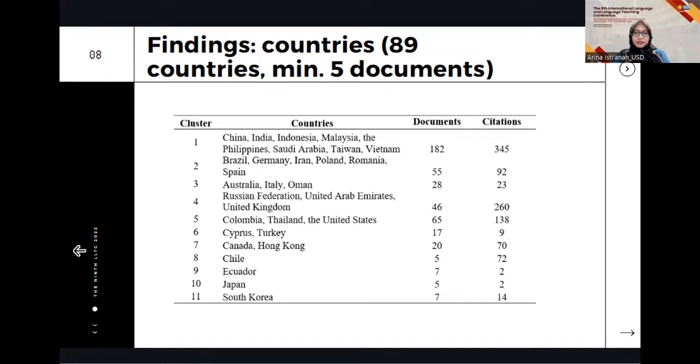So this table shows the summary of the countries publishing documents in the Scopus database. The first cluster contains some countries: China, India, Indonesia, and Malaysia, which published 182 documents, and those documents were cited as many as 345 times. Then the second cluster has Brazil, Germany, Iran, etc., which published 55 documents, cited more than 90 times.